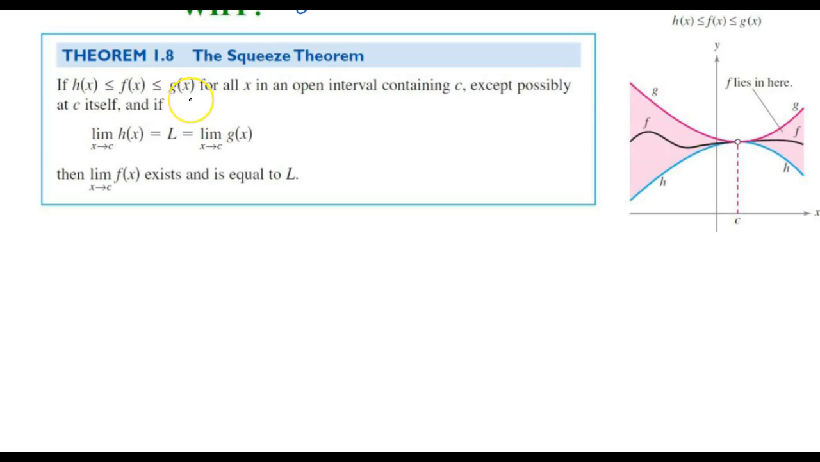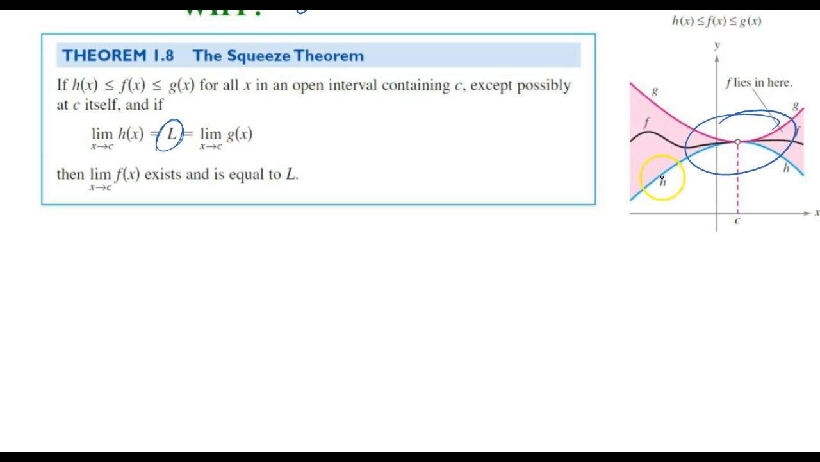So that's kind of what that's saying. If this is happening, and you know that the limit of the bottom function as you're approaching a specific value has a specific number limit, and that is equal to wherever the top graph is also heading, then it's going to force the one that's in the middle to also have the same limit. You can see the squeeze happening right here.